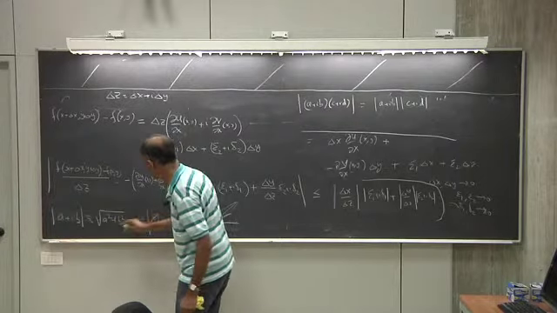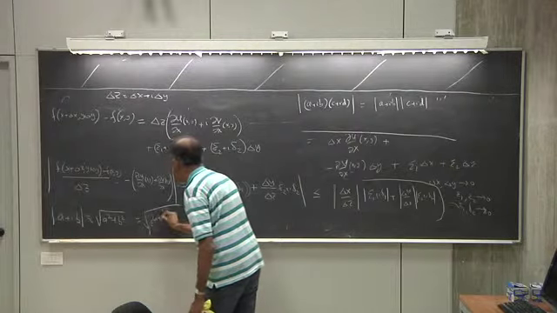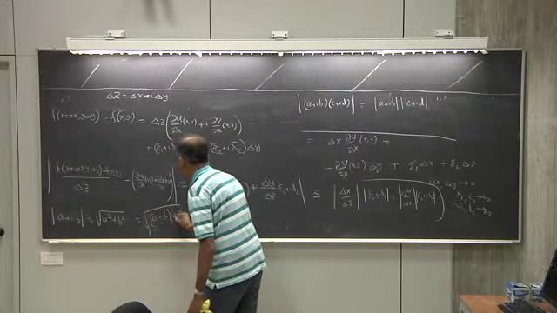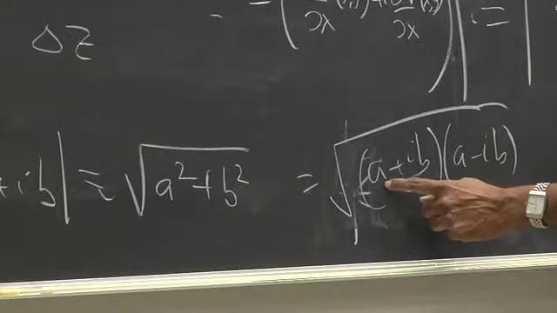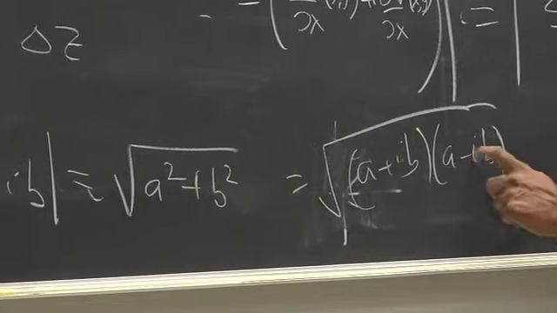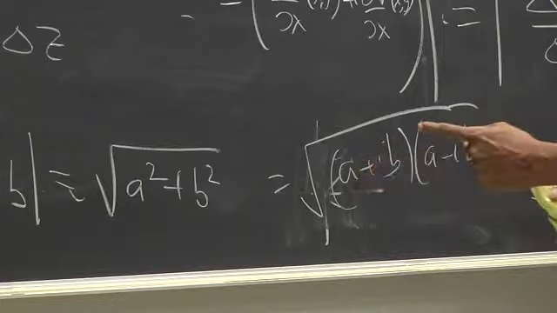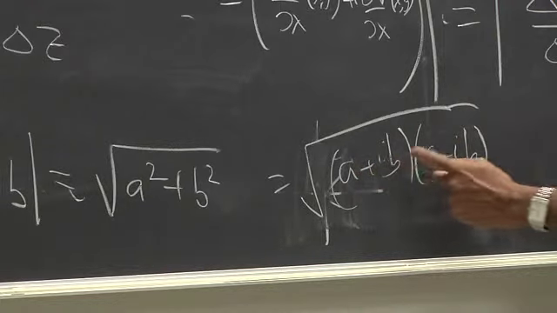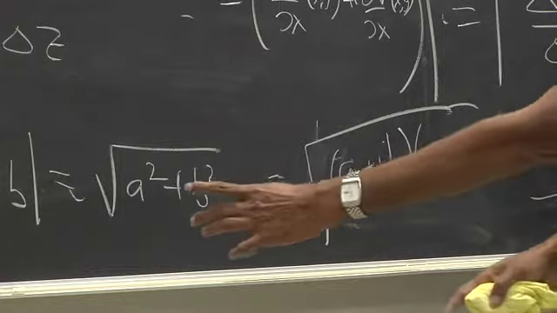If you look at this object, I can also write it as the square root of a plus ib times a minus ib, right? Because just open this up, you get a squared, and then this becomes b squared, because i times minus i is plus 1, and the cross terms vanish. You have a plus iab from here, but then there is a minus iab, so it cancels. So this is the same as that, right?